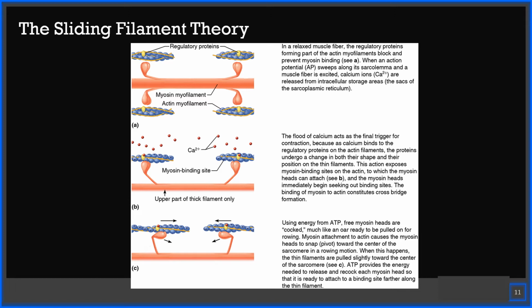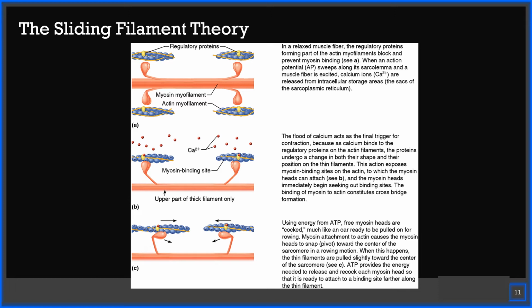Because as calcium binds to regulatory proteins on the actin filaments, the proteins undergo a change in both their shape and their position on the thin filaments. This action exposes myosin binding sites on the actin to which myosin heads can attach, and the myosin heads immediately begin to seek out those binding sites. The binding of myosin to actin constitutes cross-bridge formation.